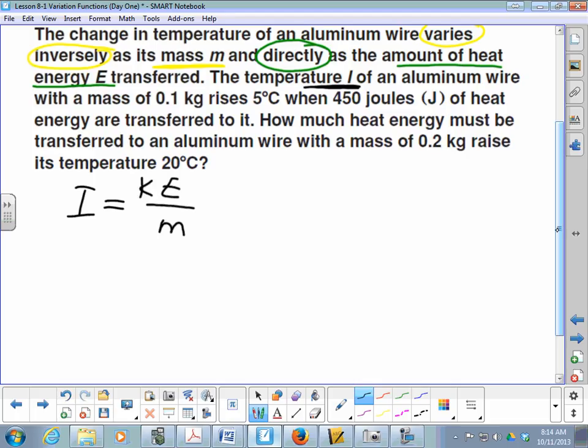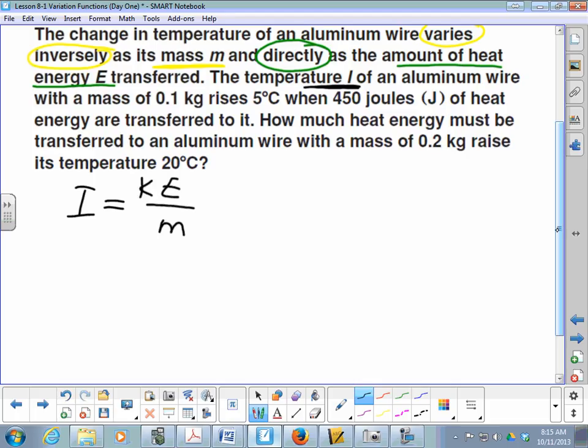And so this is going to be just like that problem we just did on number 41. First thing I've got to do is find K. Then they give us a new scenario, and we find that missing part. So it says the temperature of an aluminum wire with a mass of 1/10 rises 5 degrees when 450 joules of heat energy are transferred to it.